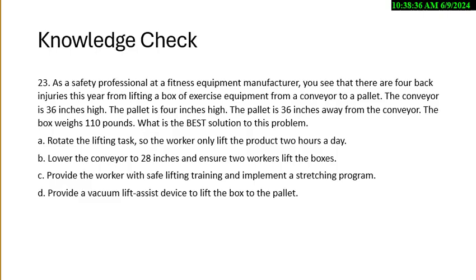A, rotate the lifting task so the workers only lift the products 2 hours a day. B, lower the conveyor to 28 inches to ensure 2 workers lift the box. C, provide the workers with safe lifting training and implement a stretching program. D, provide a vacuum assist device to lift the box to the pallet. Whew, that's tough. Just the way they rated it. Oh, everybody's already got the answer. It is D, vacuum assist. And that's what you want to do, because that's the engineering control. You're not going to lift anymore.